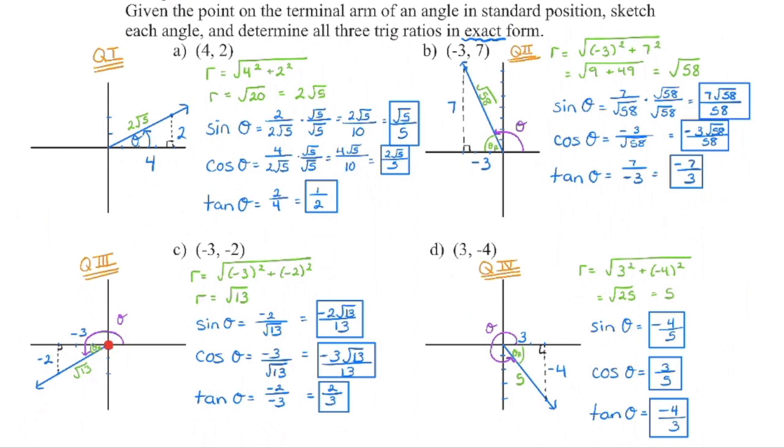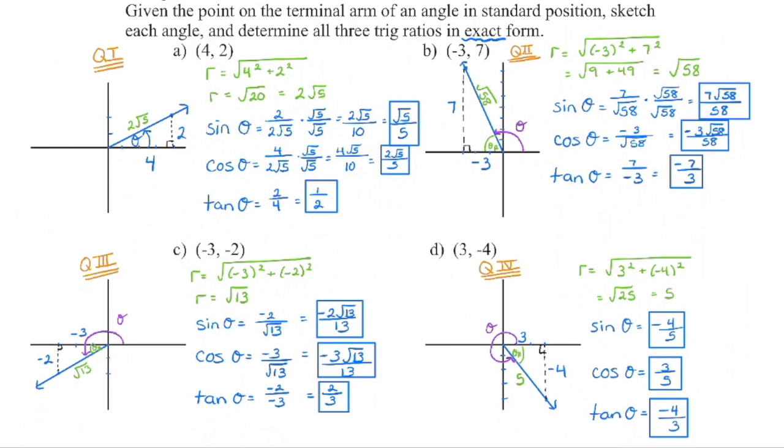If we have a terminal arm that lies in quadrant 3, we have a negative x coordinate and a negative y coordinate. So everything in here will be negative and negative. Of our 3 primary trig ratios, tangent is positive because a negative divided by a negative gives us a positive value.